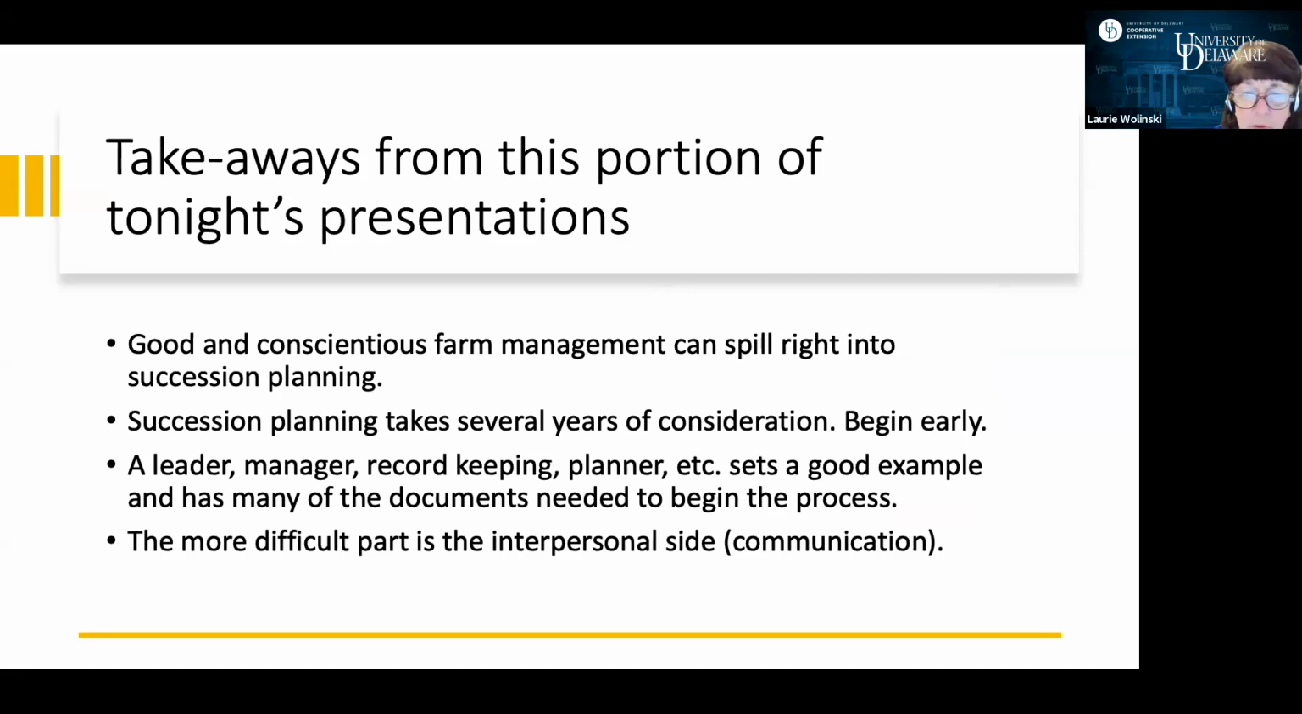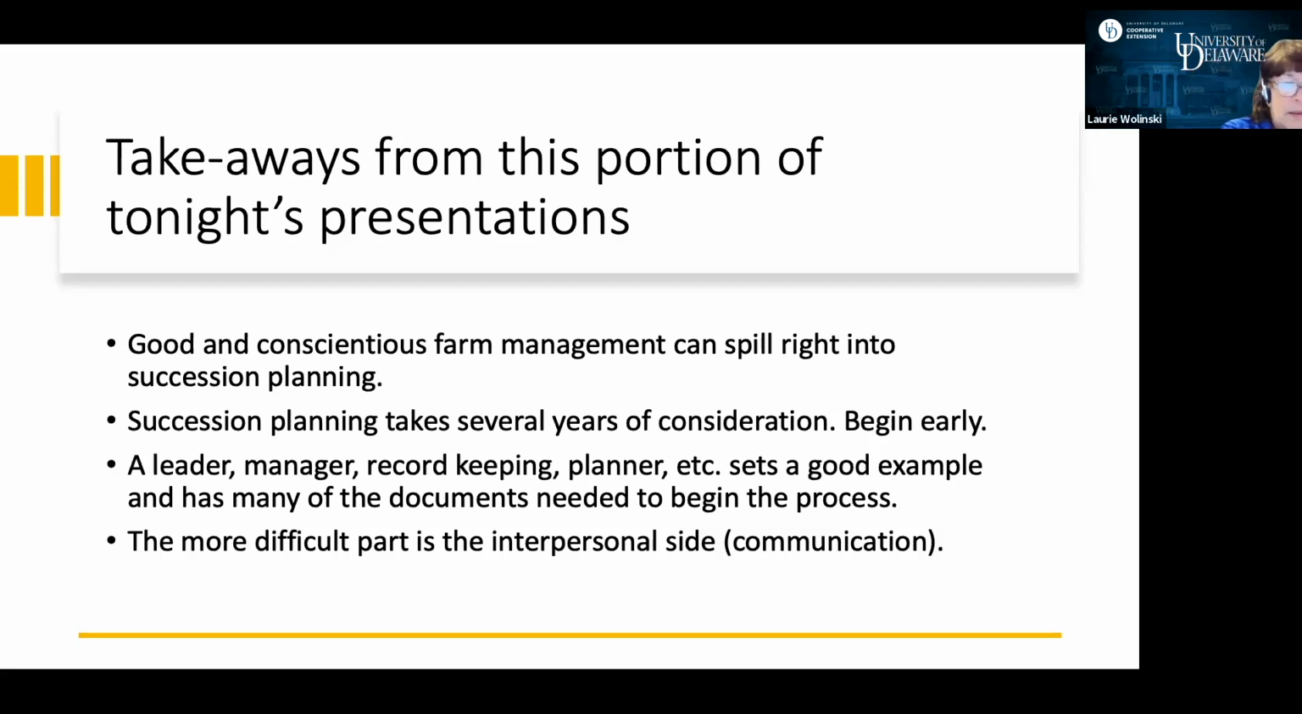Succession planning takes several years. So if you want to retire in 10 years and transfer the farm, today is a really good day to begin. As a leader, a manager, record keeper, planner, all sets a good example and has many of the documents needed to begin the process. The more difficult part, sometimes, not always, is the interpersonal side and that of communication.